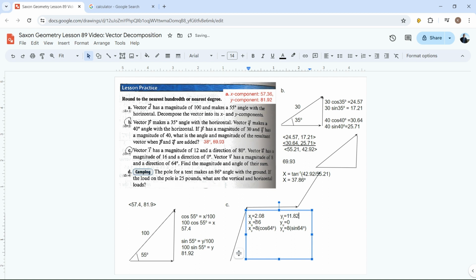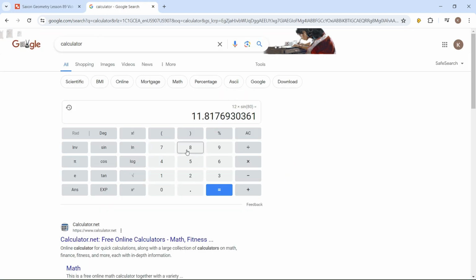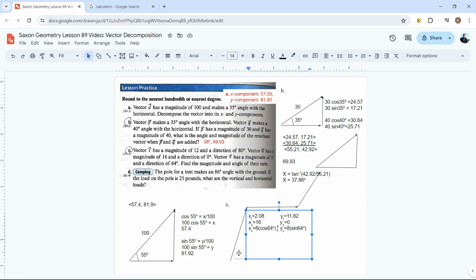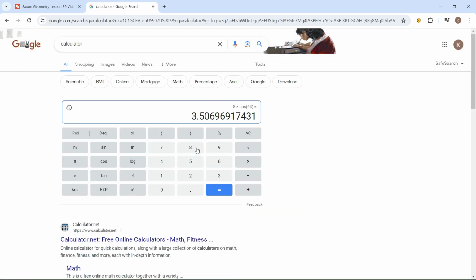Okay, we got our second vector already done. Our third vector, 8 times the cosine of 64. 8 times the cosine of 64 is 3.51. So we're going to plug that in here. Now, this is the part that takes some time because we've got to evaluate all of these different trigonometric expressions. 8 times the sine of 64.